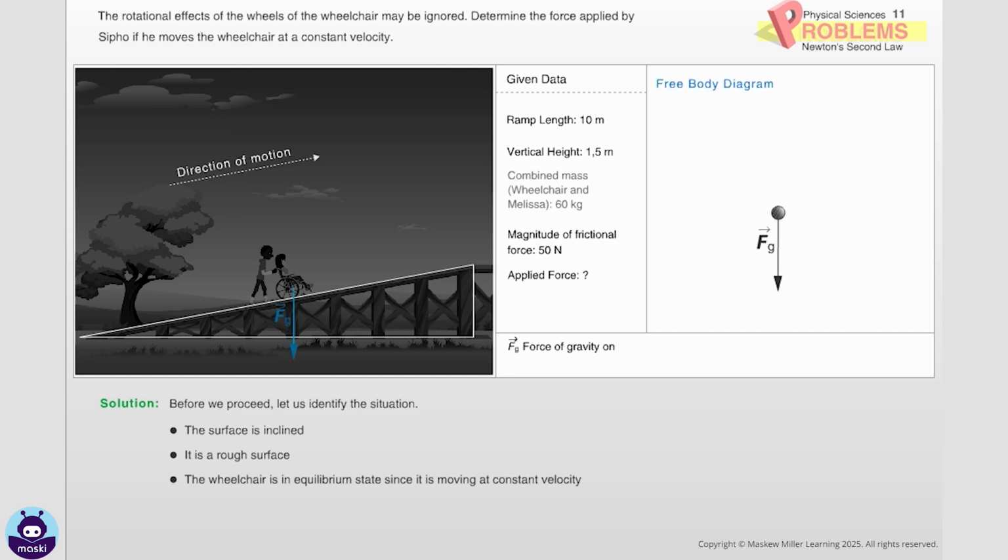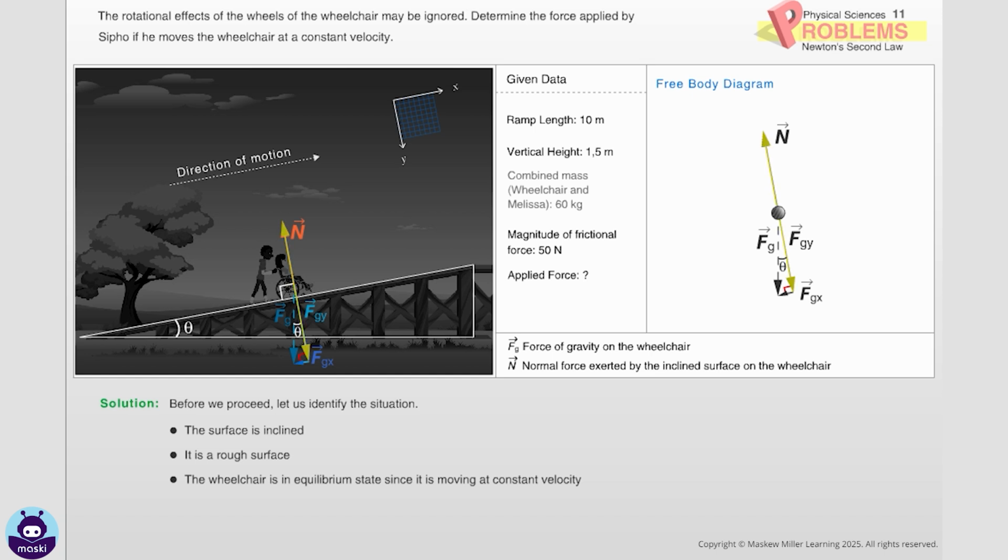The force of gravity Fg is acting in the downward direction. The normal force acts perpendicular to the contact surface, that is, the plane of the incline. Again, the angle theta at the bottom of the incline is the same as the angle made by Fg with the normal to the incline. The force of gravity Fg can again be resolved into two components, the one acting perpendicular to the slope and the other acting parallel to the slope.